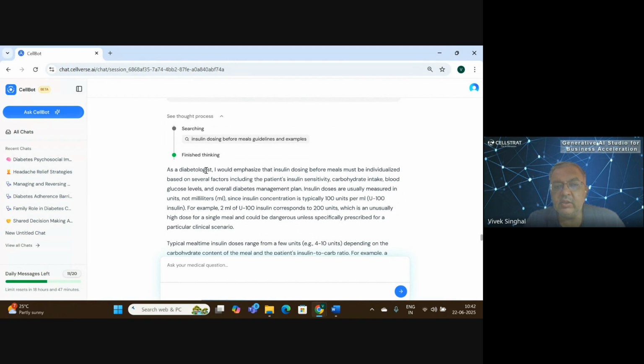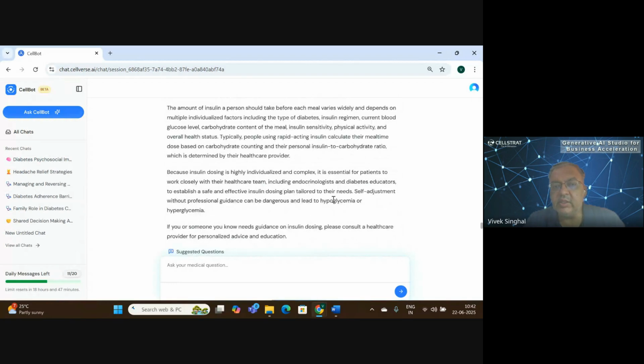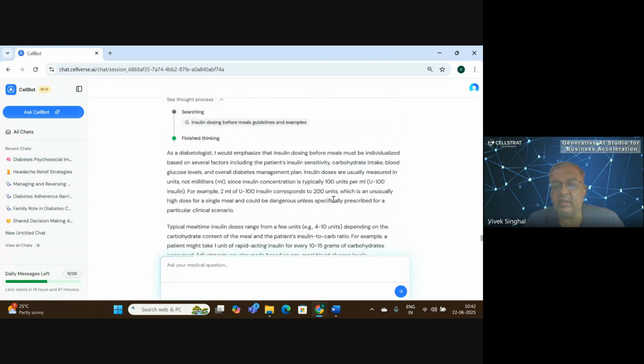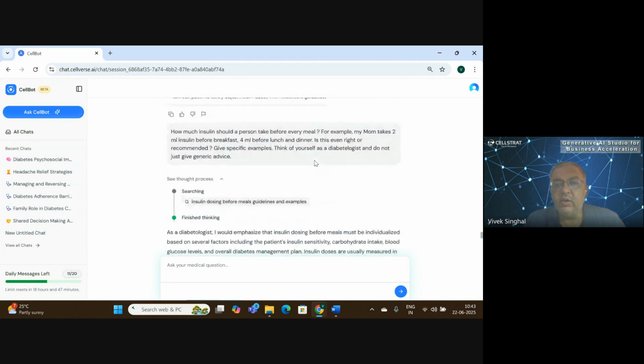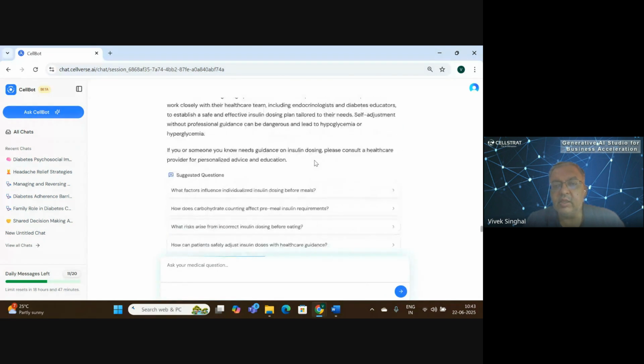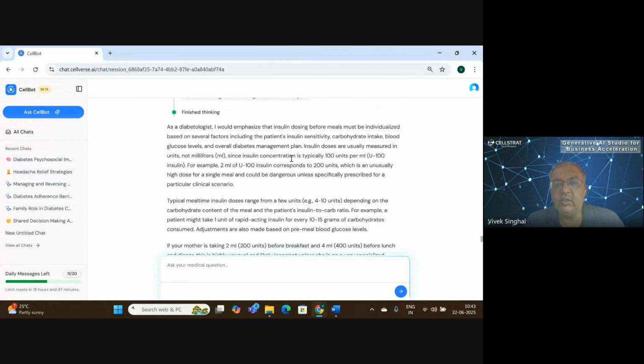It says, as a diabetologist, I would emphasize that insulin dosing before meals must be individualized based on several factors. So this answer is totally different than the previous answer, right? Because I gave it a persona and a specific example, and now it is going very deep. You see how altering the prompt changed the answer dramatically? This is talking about units of insulin, and it corrected my metrics: insulin doses are usually measured in units, not milliliters. So it was intelligent enough to correct my incorrect metrics, right?